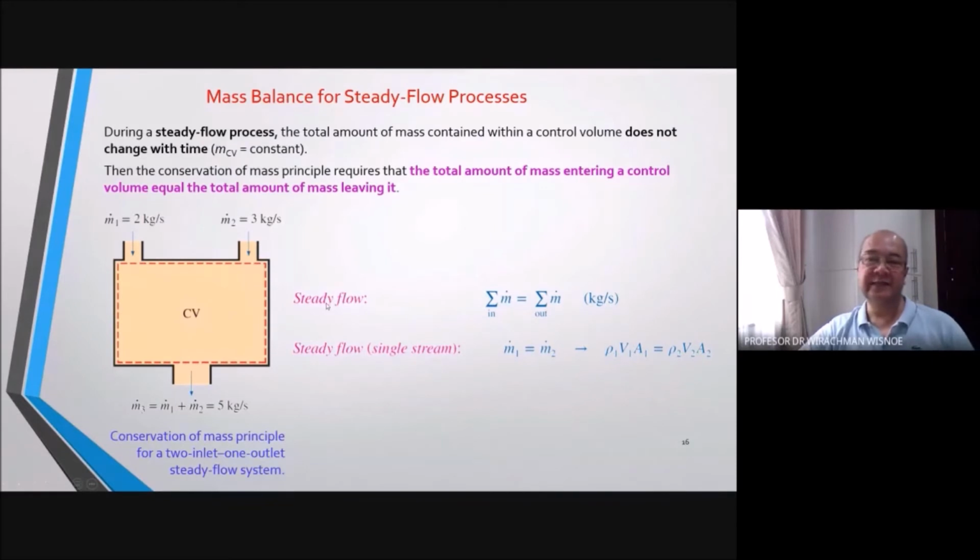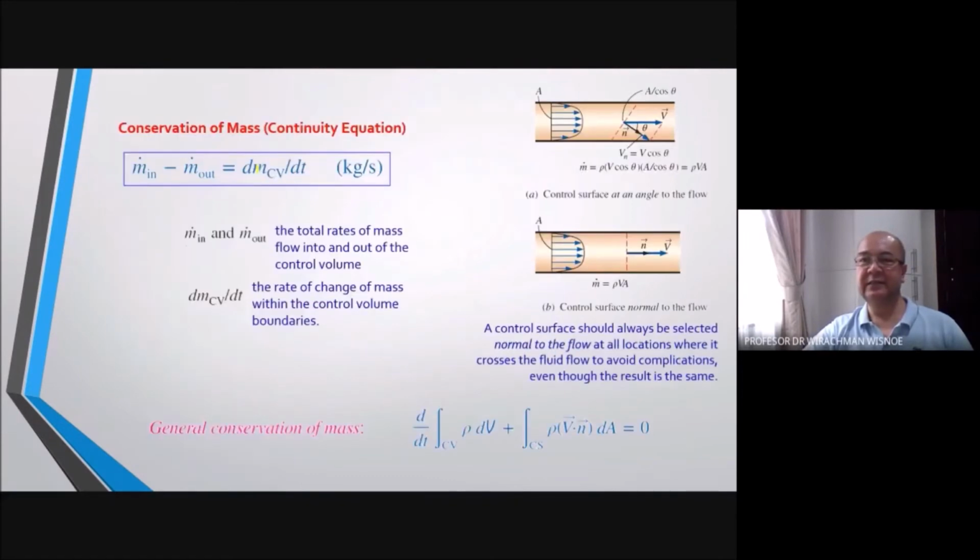If we have a single stream, meaning only 1 in, 1 out, m dot 1 equal to m dot 2. m dot is equal to rho A V. So rho A V1 equal to rho A V2, rho V A1 equal to rho V A2. So this equation, again, is valid only if we have steady flow. If not steady, it will be this one.